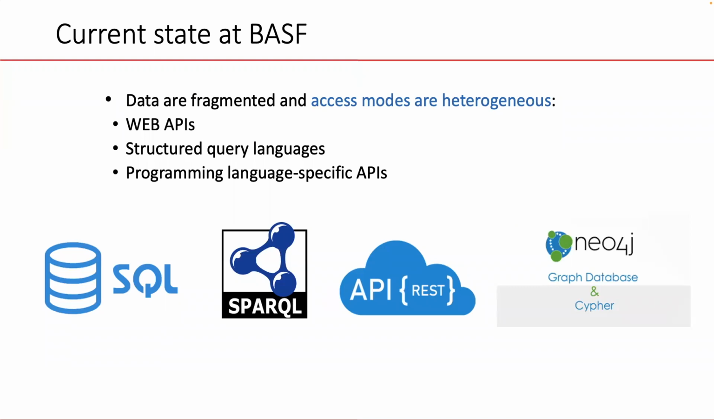And then there are also other ways to access the data at BASF, such as programming-language-specific APIs, and also other kinds of data stores such as a graph database called Neo4j.